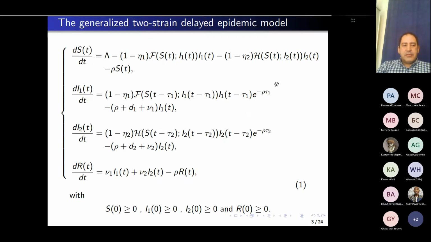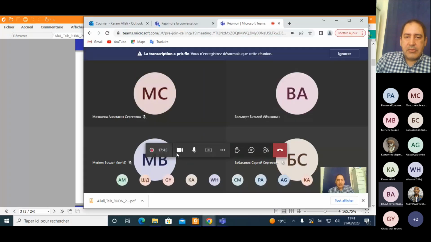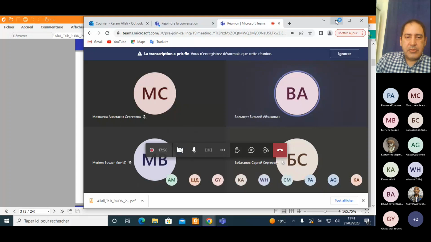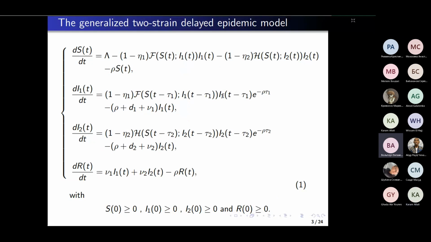Not all of our listeners are familiar with such models. Could you please explain this time delay in the equations for infected 1 and infected 2, on the right-hand side of these equations? In the second equation, on the right-hand side, there is a time delay. Could you please explain the meaning of this time delay?